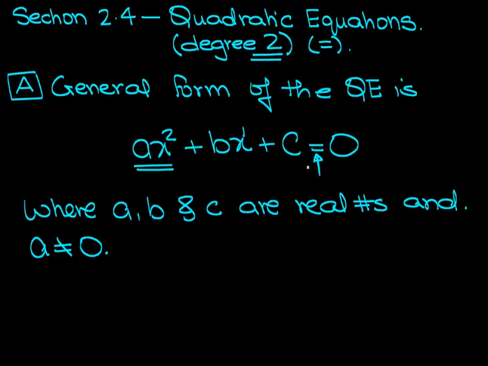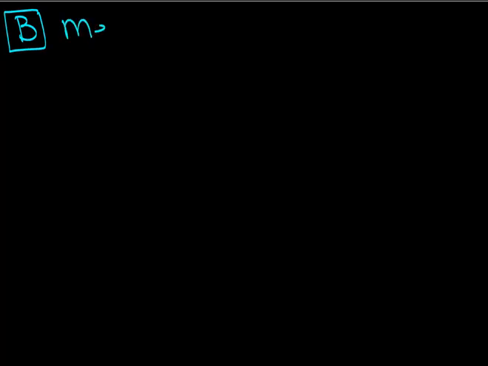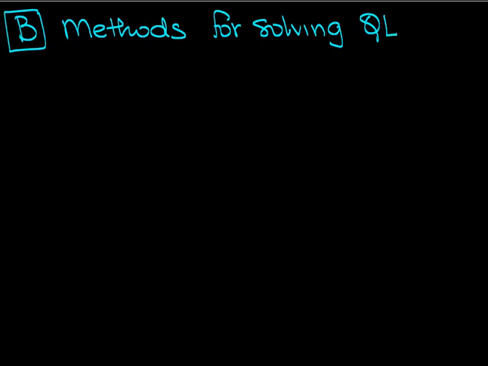Since it's an equation, we obviously want to solve it. We want to find a value of x for which the two sides are going to be the same. So let's go ahead and take a look at how to go about doing that. There are many different ways to solve quadratic equations. So let me write some of those methods down. B. Methods for solving quadratic equations.